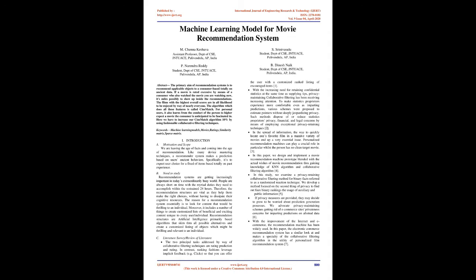The two principal tasks addressed by way of collaborative filtering techniques are rating prediction and ranking. In contrast, ranking fashions leverage implicit feedback, e.g. clicks, so that you can offer the user with a customized ranked listing of encouraged items.